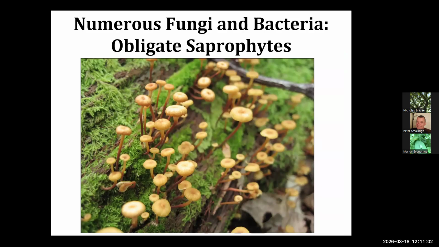So when we think about plant pathogenic fungi and bacteria, it is really a very small subset of the overall population. Most are free living, decomposing, breaking down organic matter, and just a very small percentage have evolved to attack and kill plants. So it's important to keep that in mind as we're thinking about plant pathogens.